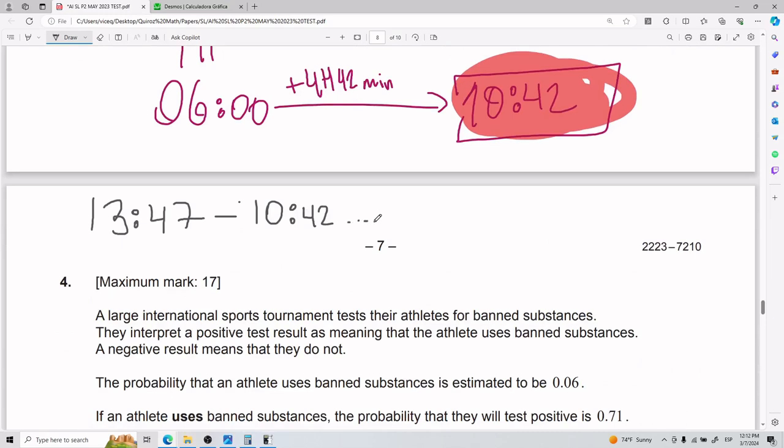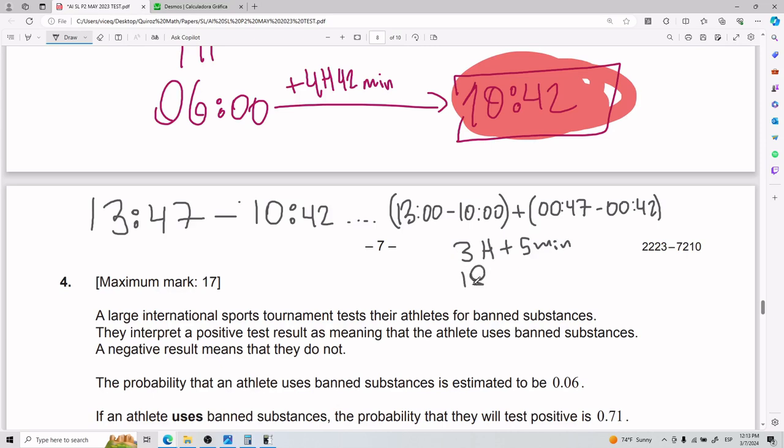You can think about it this way. On the one hand, you have the hours being subtracted from each other, and on the other hand, you have the minutes being subtracted from each other. So this gives me 3 hours. This gives me 5 minutes, which is the same as saying that 180 minutes plus 5 minutes gives you 185 minutes.